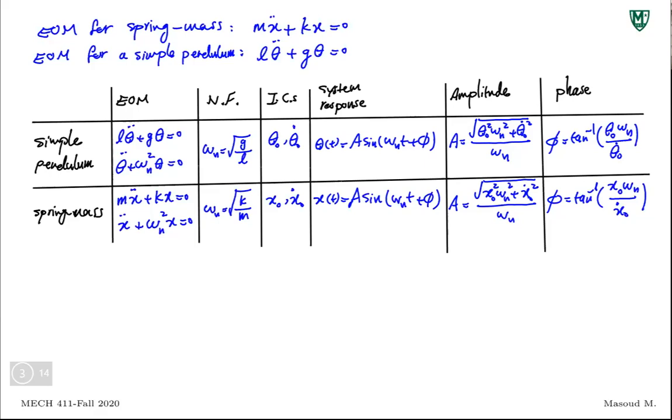We are good. When you are given the system properties for a spring mass system, which in this case are a stiffness and a mass, and you're given the initial conditions, you can easily find the system response by finding the amplitude and phase. If I ask for the velocity, take the derivative of the system response with respect to time. If I ask for the acceleration, take the derivative with respect to time twice.